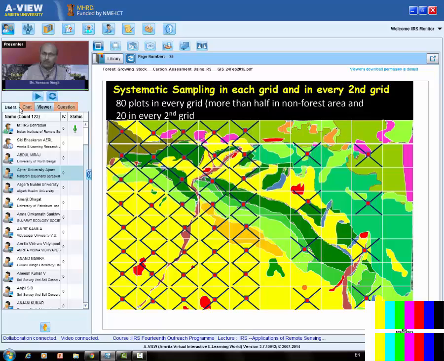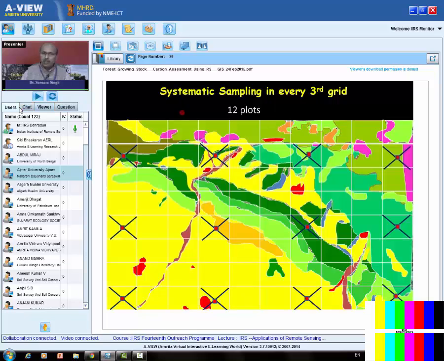On the left side, if you look, every second grid I take here, and then here, and then here. That means either in every grid or in every second grid, I can take data. Another possibility is that I can take every third grid, ignoring two.